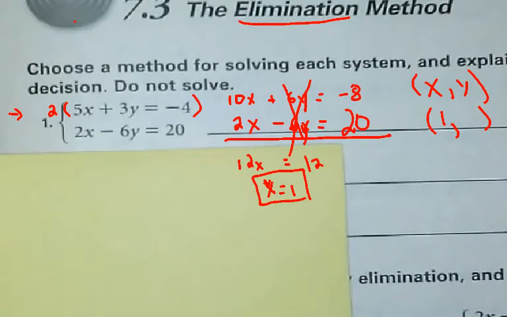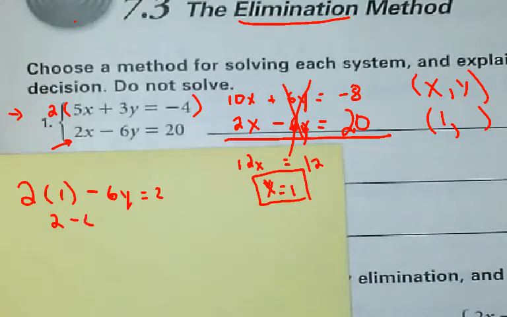It doesn't matter which one you use. So I'm just going to choose the bottom one. I'm going to put it in the bottom one. So remember, what am I doing? I'm plugging in 1. 1 goes in there. How come? Because x equals 1, right there. Well, 2 times 1 is 2, so I've got 2 minus 6y equals 20. Right? I'm just rewriting this equation right here and plugging in 1.